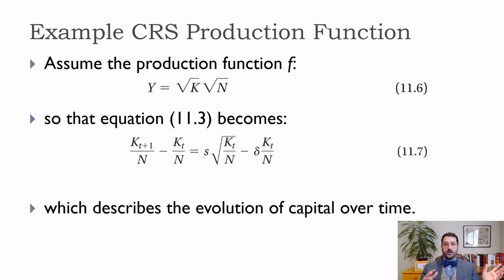Now, what we want to do is divide through by n so that we have the output per worker and capital per worker that we had in equation 11.3. And then basically what we have is that output is just equal to (kt over n) to the 1/2, or the square root of kt over n. And so our change in the capital stock, kt plus 1 over n minus kt over n, how much capital changes, is equal to s times the production function, kt over n, minus delta times kt over n.